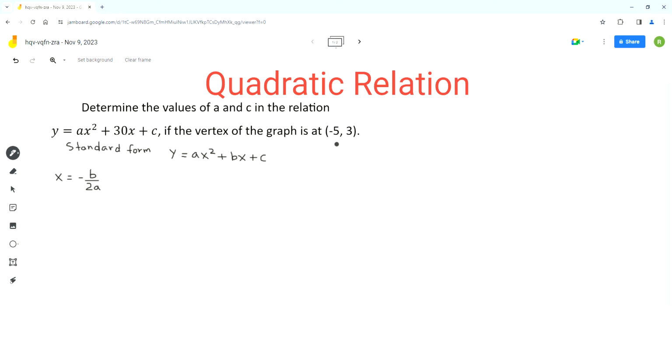Now we are given that the vertex is -5, 3, -5 is the x value and 3 is the y value in the vertex. So in order to find this a value, we can sub in the x value of this vertex point and the b value from this given relation. Now the b here represents the coefficient of the x term, and in this given relation the b value is 30. So in our next step we'll sub in x as -5 and b as 30 to solve for a.